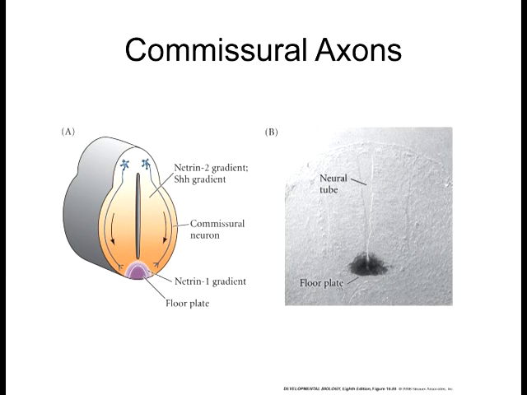So let's talk about some of these interneurons. One group of them are called commissural neurons. The commissural neurons are very interesting, and these are a good example of the intricate interplay between attraction and repulsion of growth cones. Let me explain what happens.